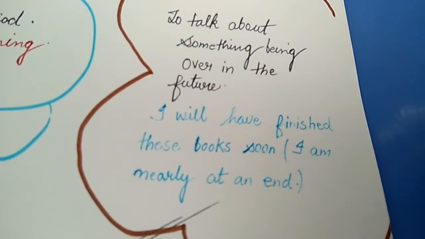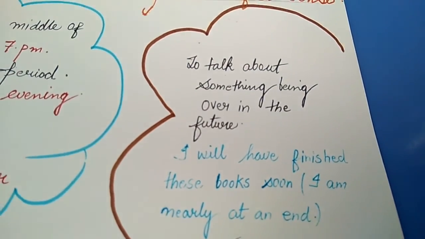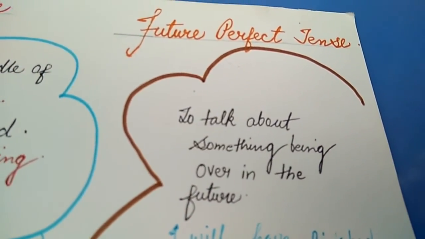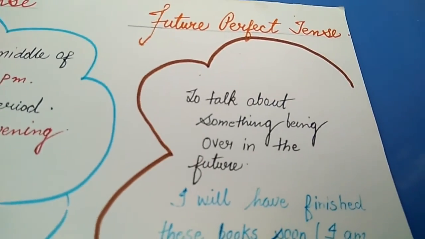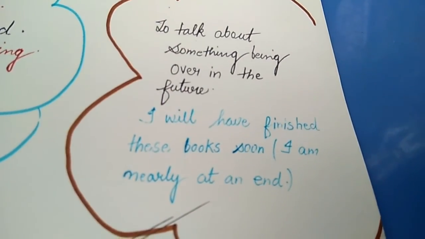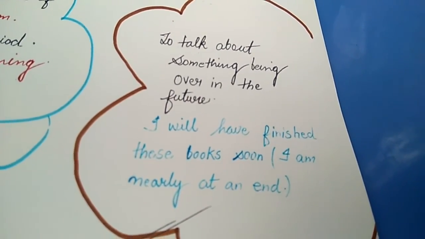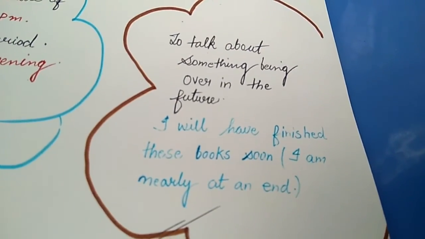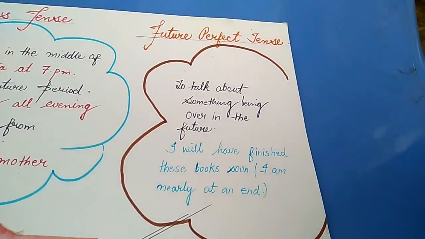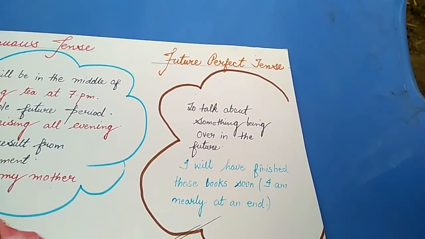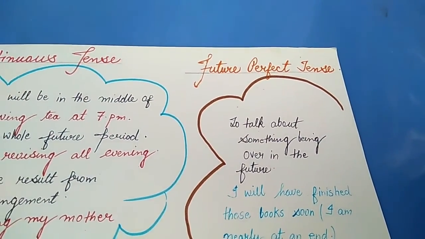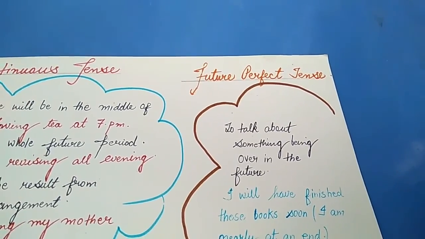So we came to know that future perfect tense is used when we wish to talk about something being over in future. And here is an example: I will have finished this book soon. And that means that I'm nearly at the end. So, future perfect tense deals with the activity that will have finished in future time.